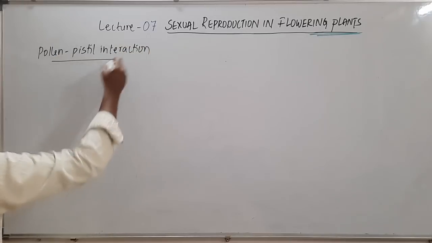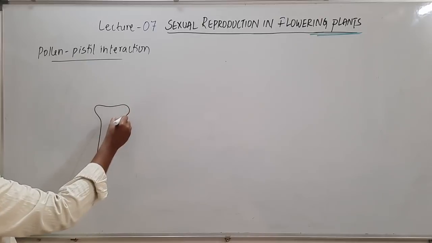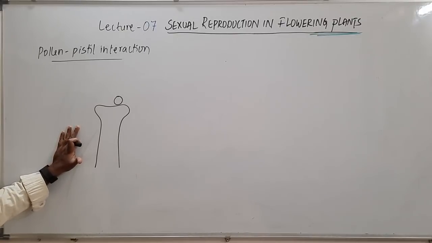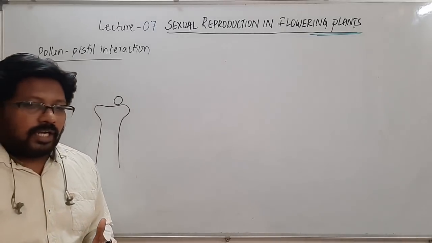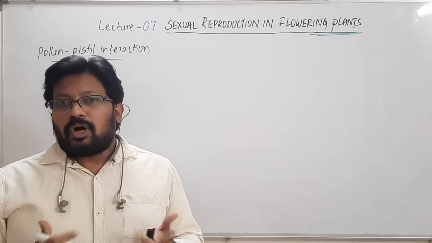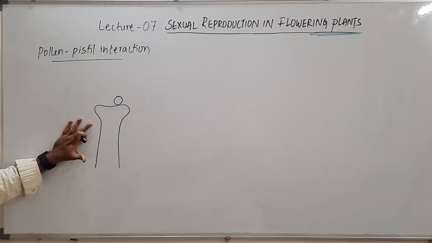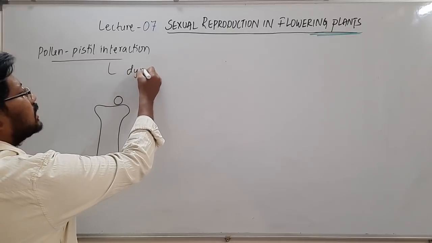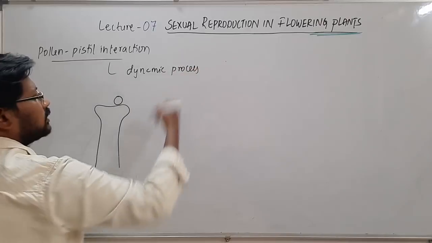So in the last video, we understood that the pollen grains will come and settle on the stigma, and of course we also understood that not always the right type of pollen will come and settle on the stigma. There will be various types of pollen grains from the same species, from the same flower, and from different genera also, that come and settle on the stigma. In this case, the stigma has the ability to recognize whether that is of the right type or not. So this pollen-pistil interaction is actually a dynamic process.